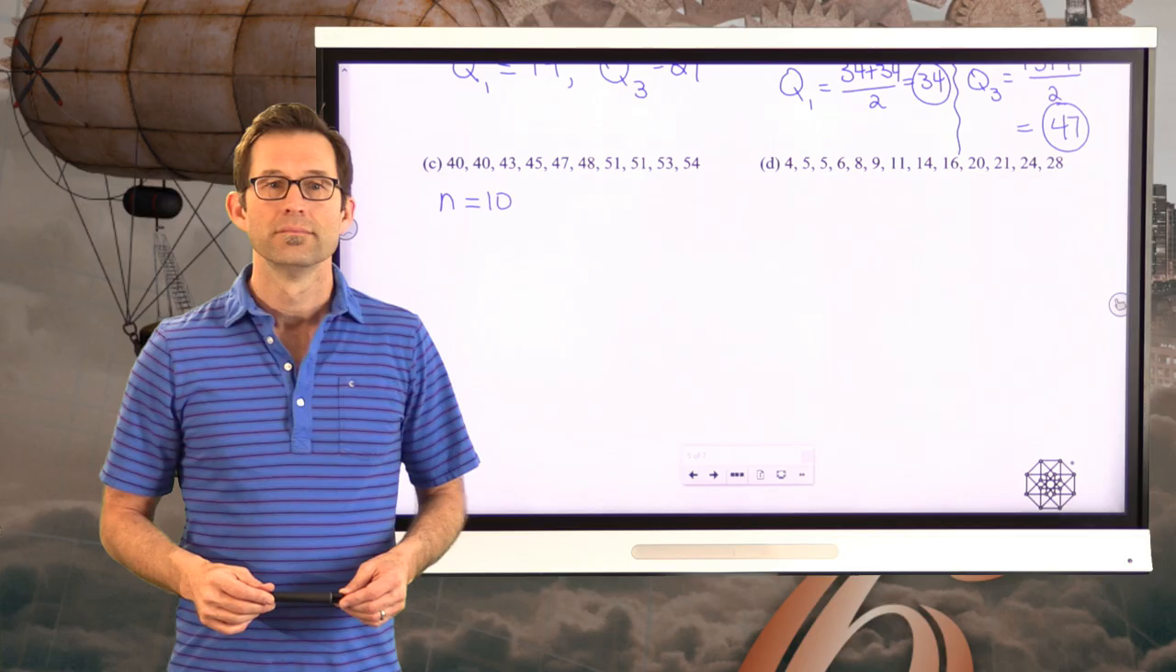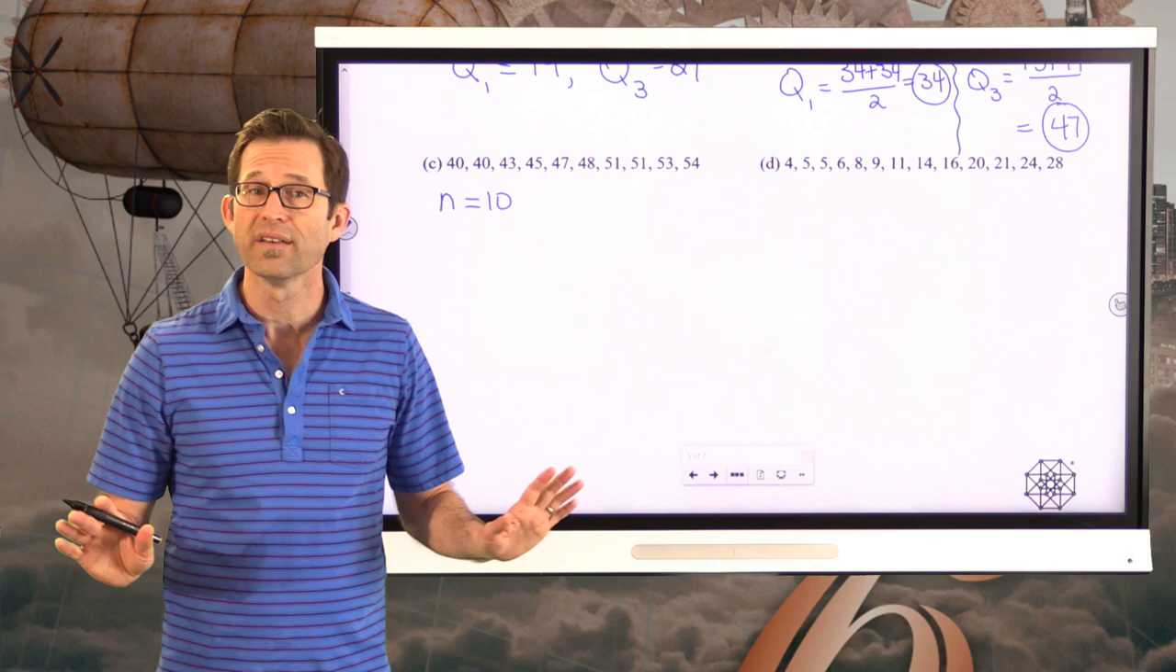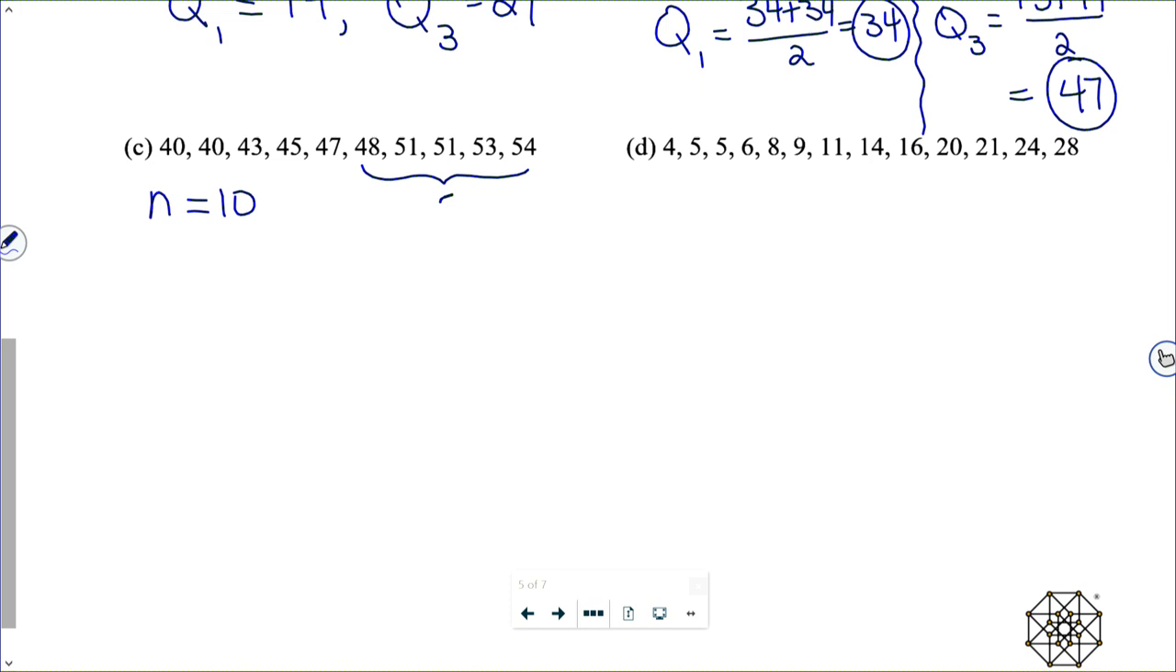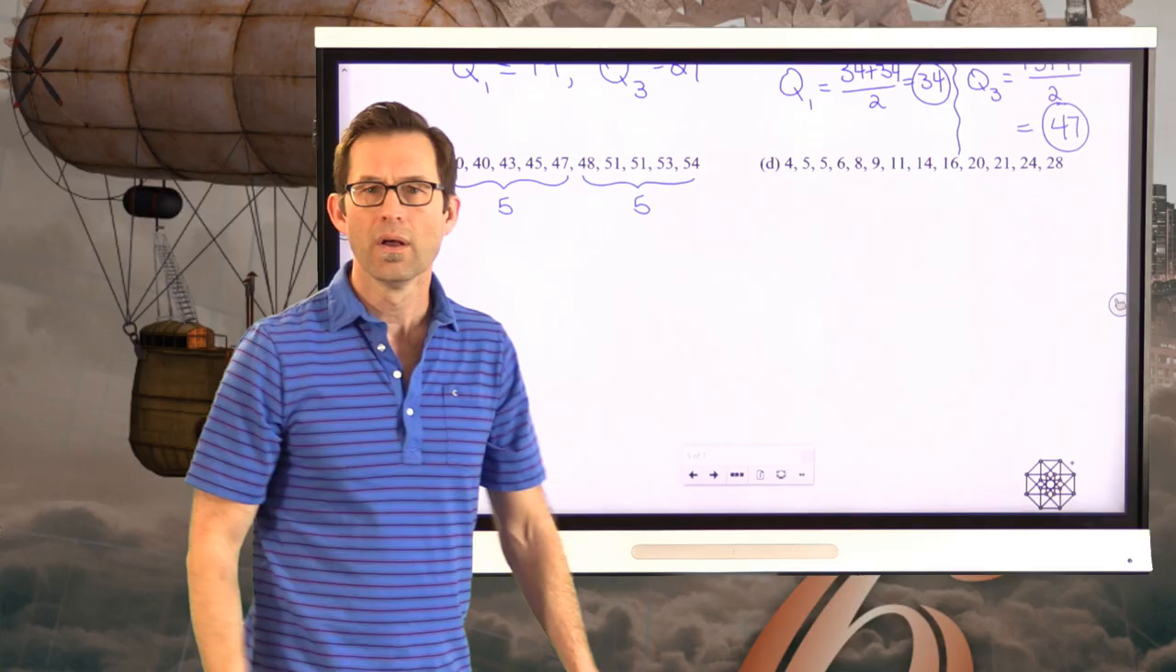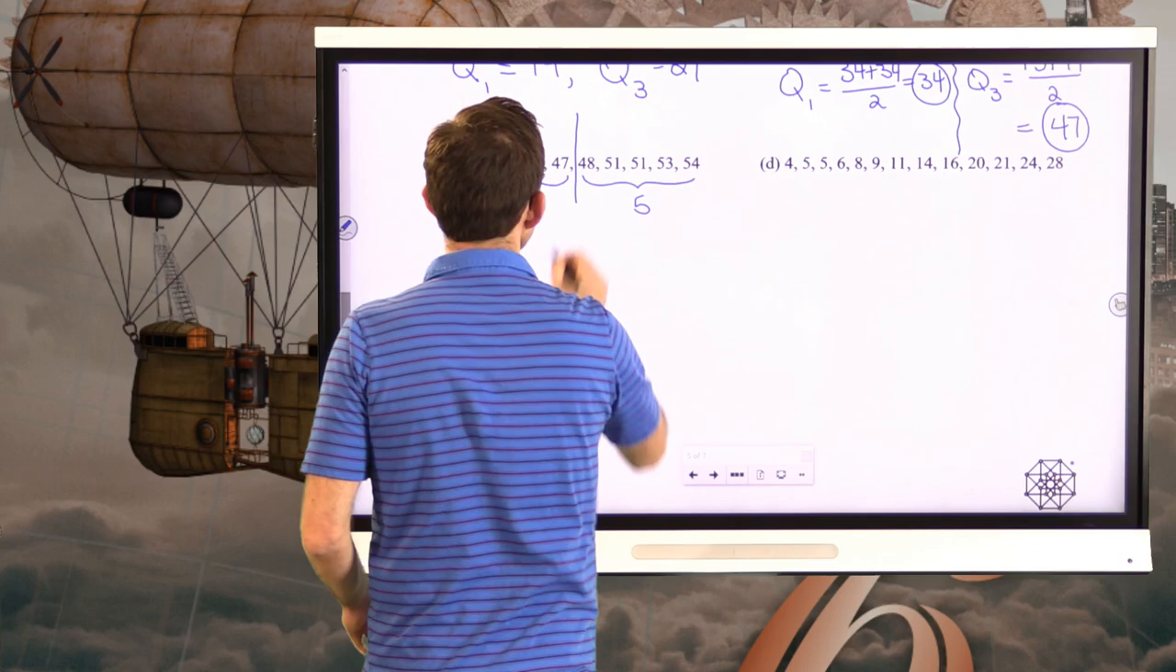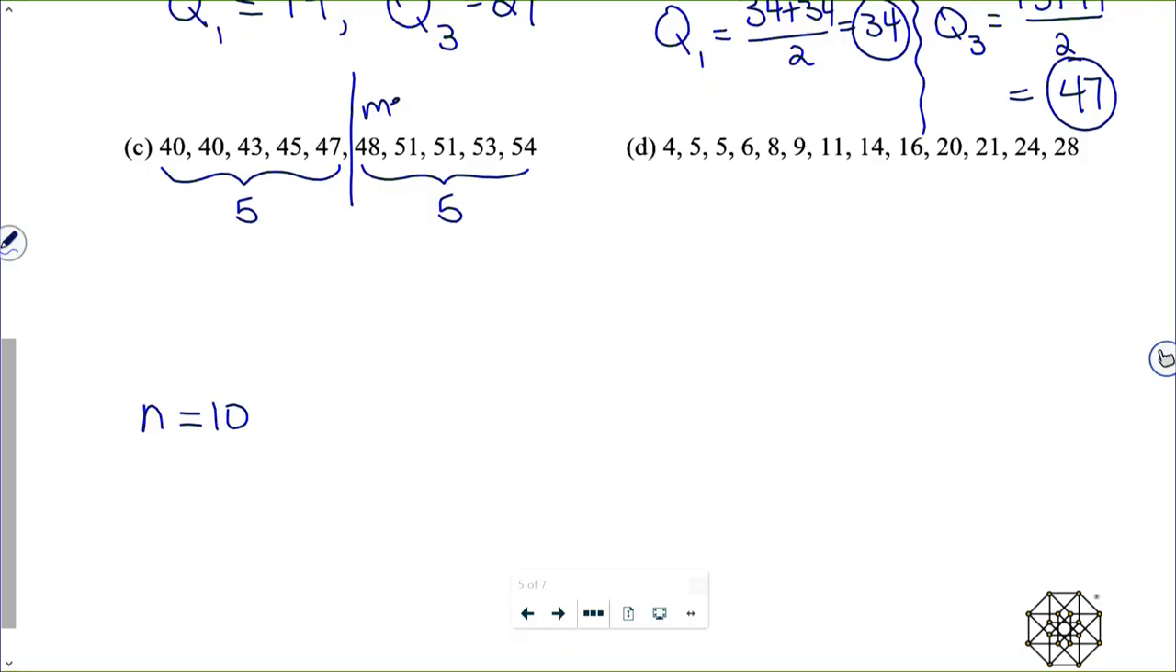All right, well, one of the nice things about n equals 10, a nice even number, is it's going to divide my data set up into the upper five and the lower five. So simple enough, nice even numbers. So right in between them is going to be the median. And again, here, it's easy enough to think to myself, the number that's right between 47 and 48 is going to be 47.5.